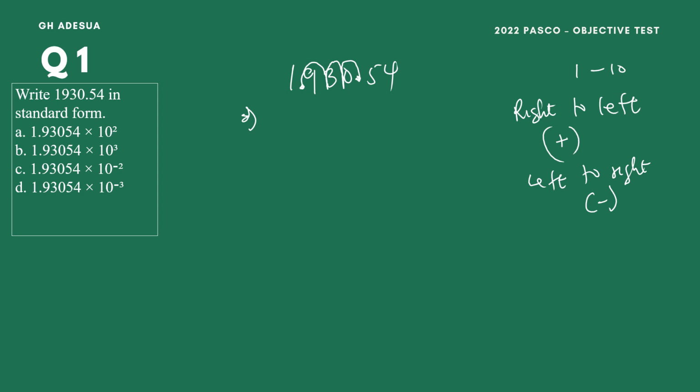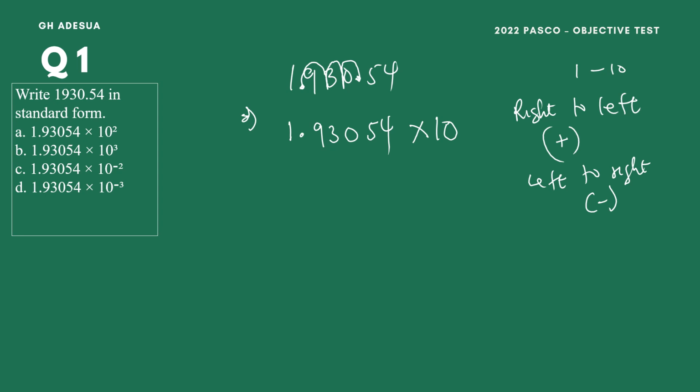So in this case, we have it moving in 3 steps. So we have 1.93054. Then times our 10, because we mentioned that it is in between 1 and 10. So our first non-zero digit and then times the base of 10 to a power. And that power is the number of steps we move our point to its first non-zero digit.